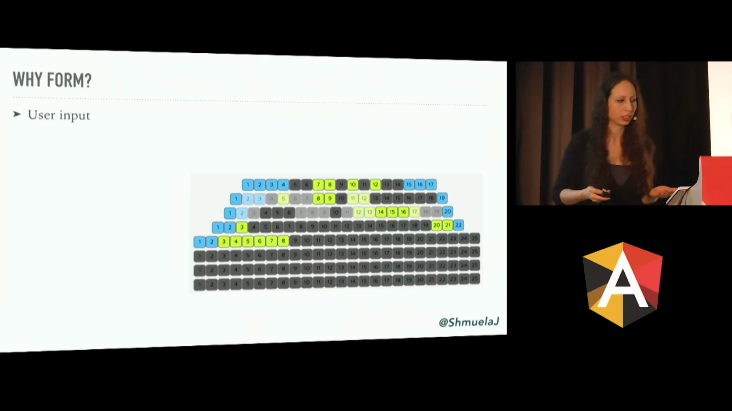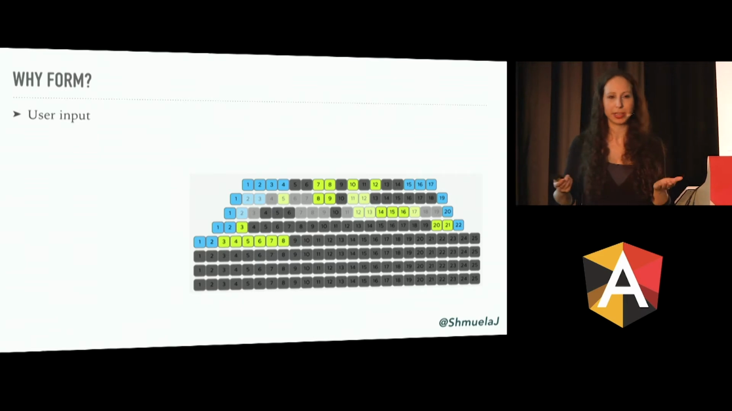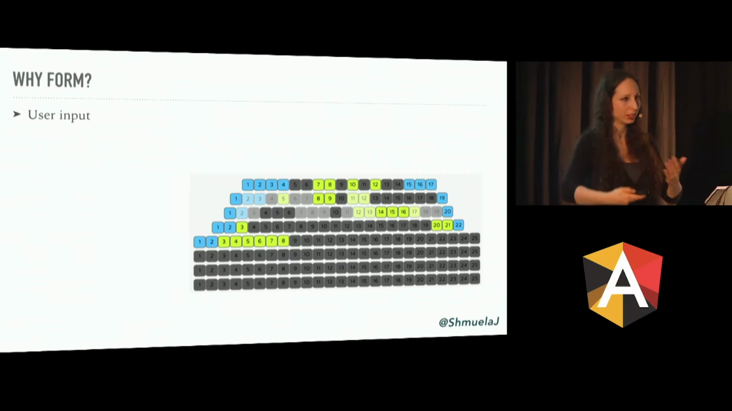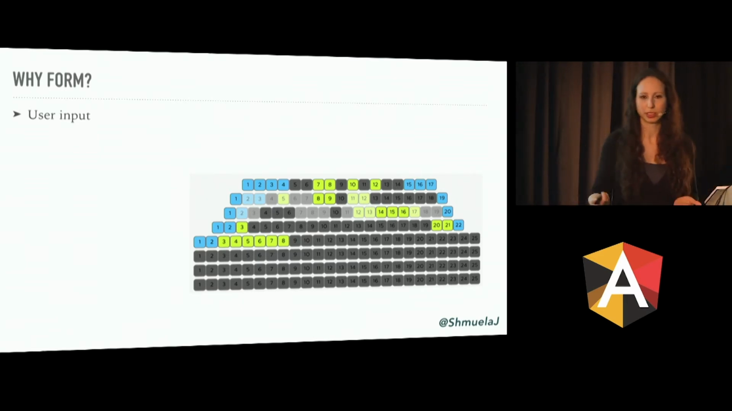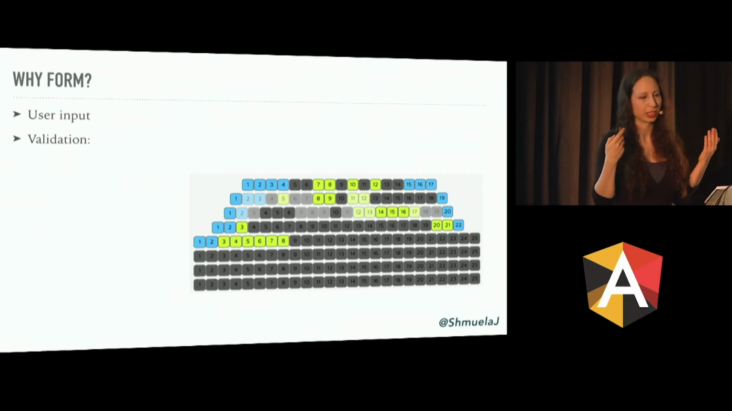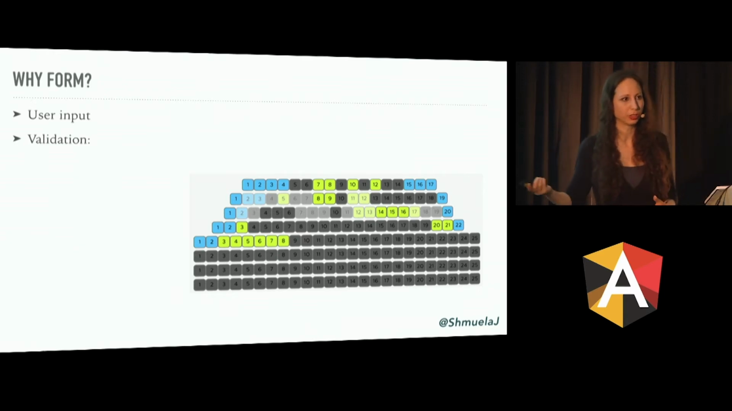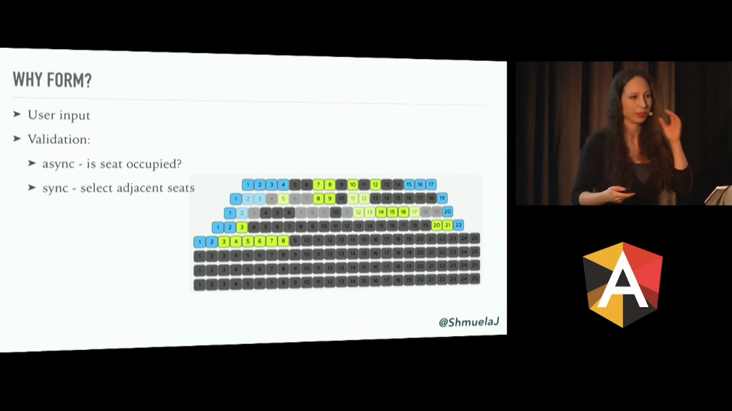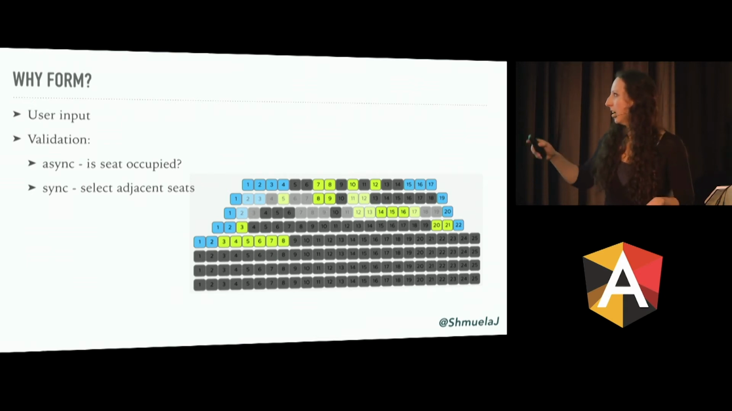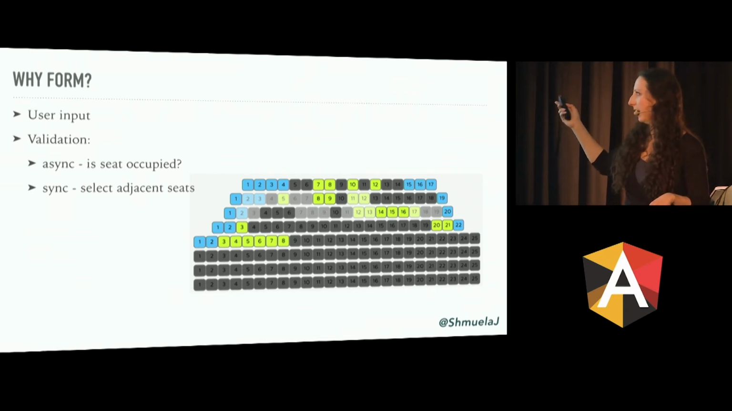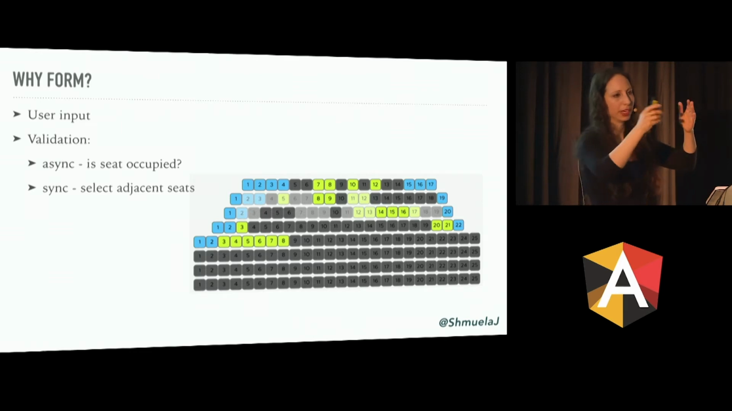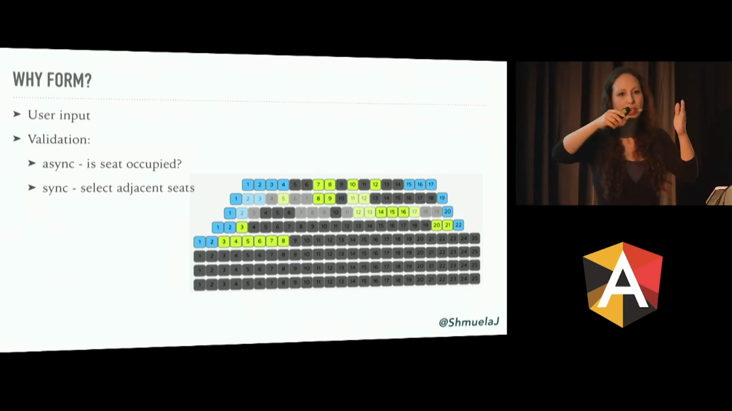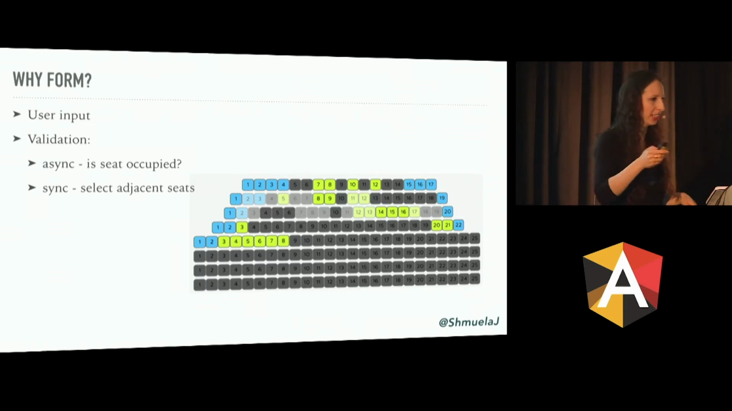Okay, so why did I choose to do this as a form? There are many reasons. Forms are all about user inputs, and there is user interaction here. You can use validation. I showed you one type of validation, but another type that you can implement here, that I'm not going to talk about, is synchronous validation. For example, making sure that you didn't leave a gap in your selection in a row.